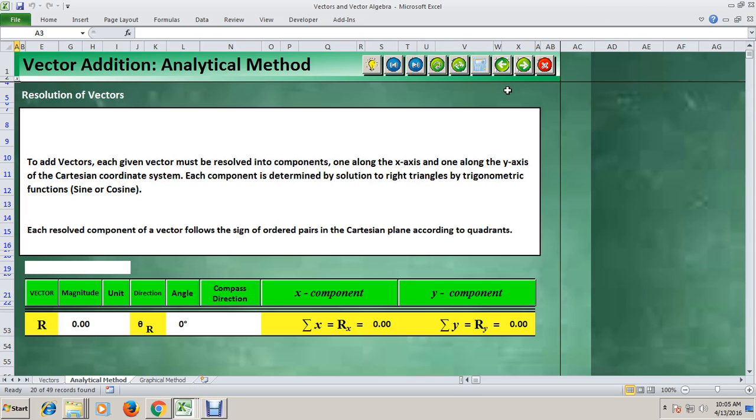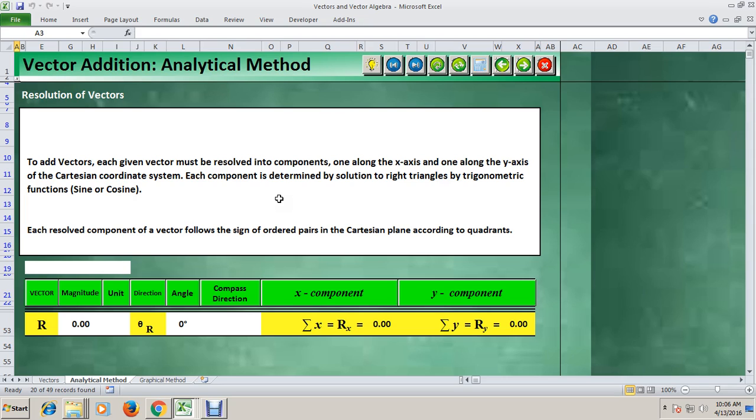Okay, so before we do the actual analytic method or the graphical method, we first discuss the resolution of vectors. Now, this is the basic requirement to do the vector addition or vector algebra. To add vectors, each given vector must be resolved first into its corresponding components, one along the x-axis and one along the y-axis of the Cartesian coordinate system. Each component is determined by solution to right triangles by trigonometric function, whether you make use of sine or cosine. So sine or cosine only.